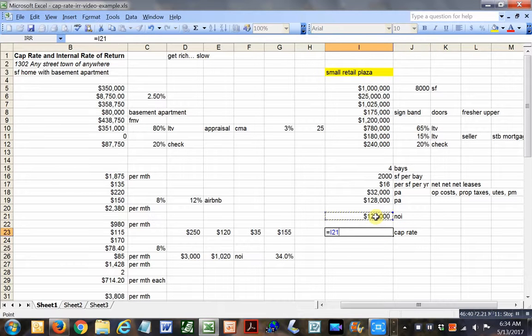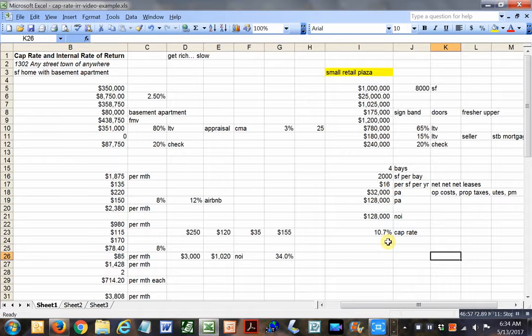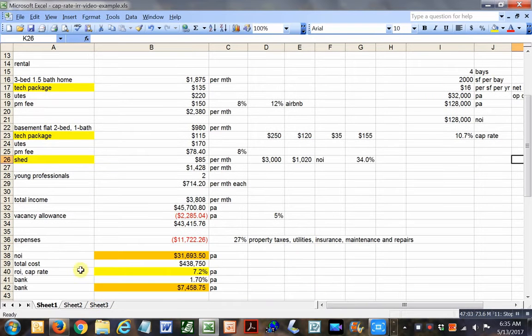So now to determine what your cap rate is pretty easy. It's simply $128,000 a year, which is your net operating income, divided by the total cost of this place, which was $1.2 million, which turns into, let's do that, and we'll format it with one decimal. So your cap rate, you're doing pretty well, 10.7%.